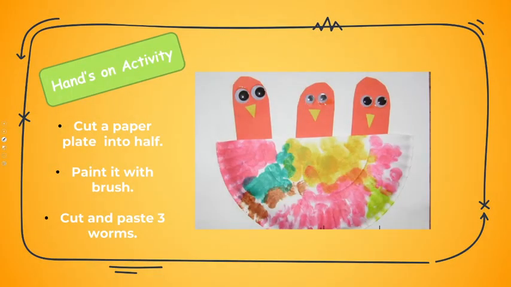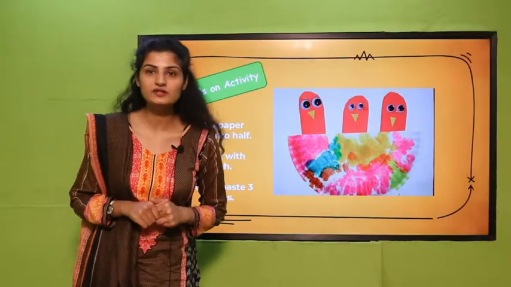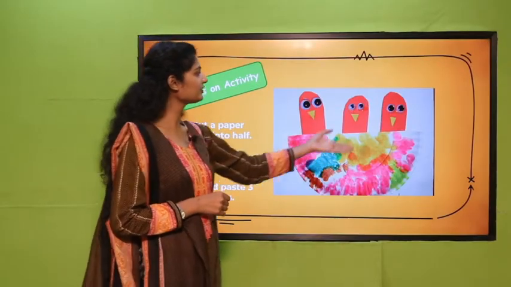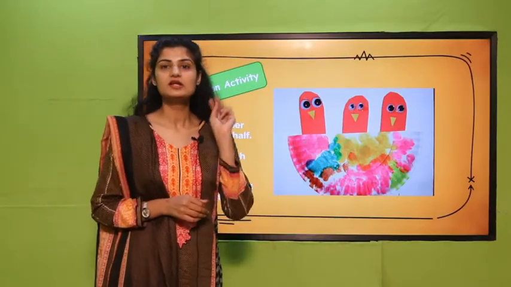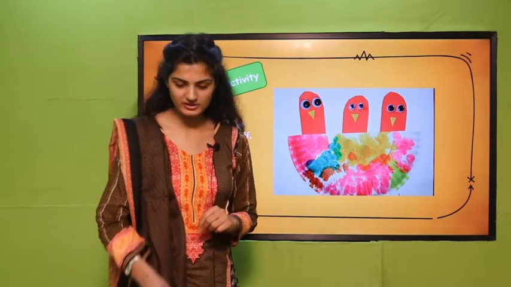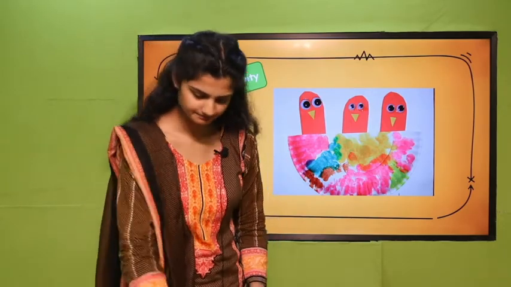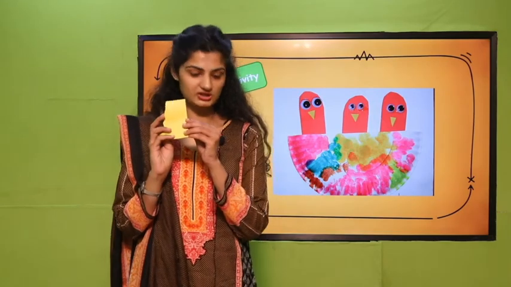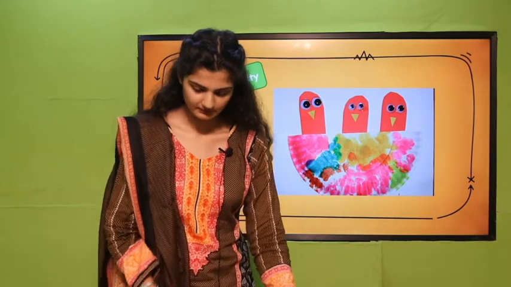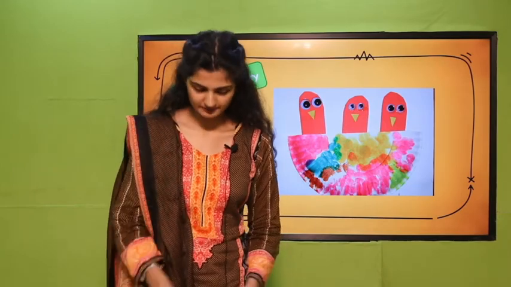Okay, it's hands-on activity time. What we're going to do, we're going to make 3 worms. How many worms? 3 worms. So I have with me here a disposable plate, a computer sheet, a glue stick and a permanent marker. You can use other objects as well.